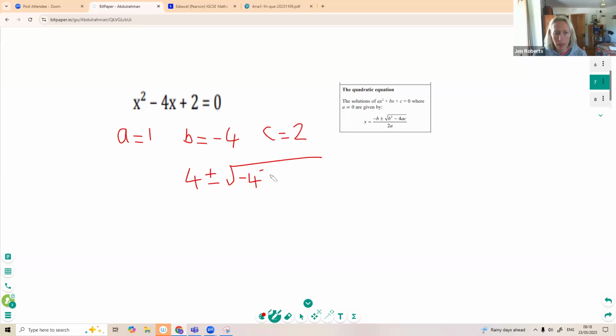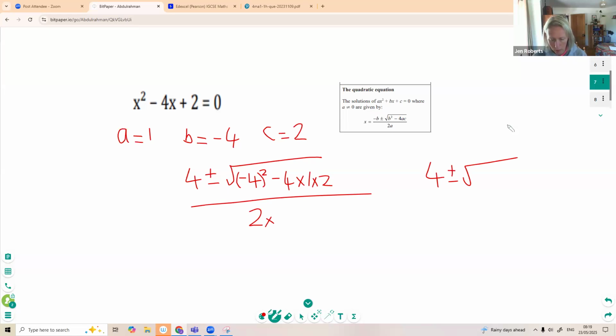If I just type this minus 4 squared into my calculator, you would get the answer minus 16. It is not negative 16. Minus 4 times minus 4 is 16. So when you put this into your calculator, you need brackets around here. Minus 4, squared, minus 4 times a times c, all over 2a, 2 times 1. Let me just show you. You should have minus 4 squared minus 4 times 1 times 2 is 8.